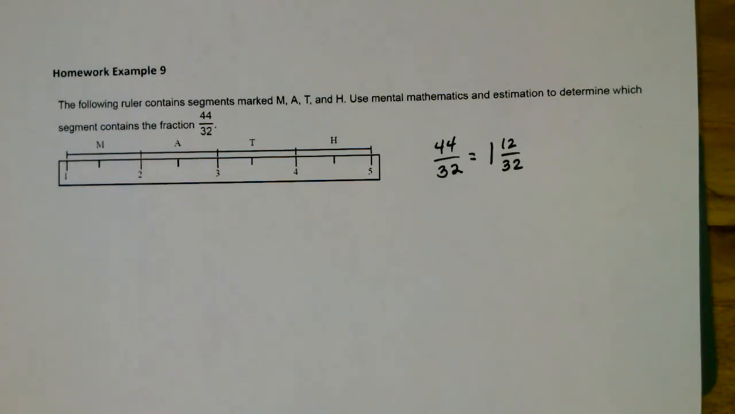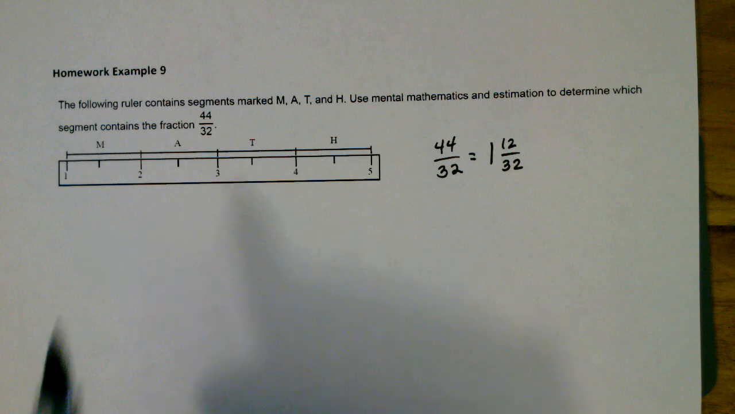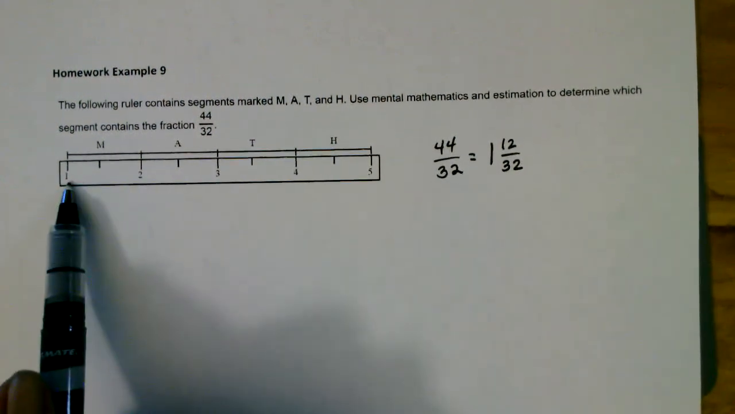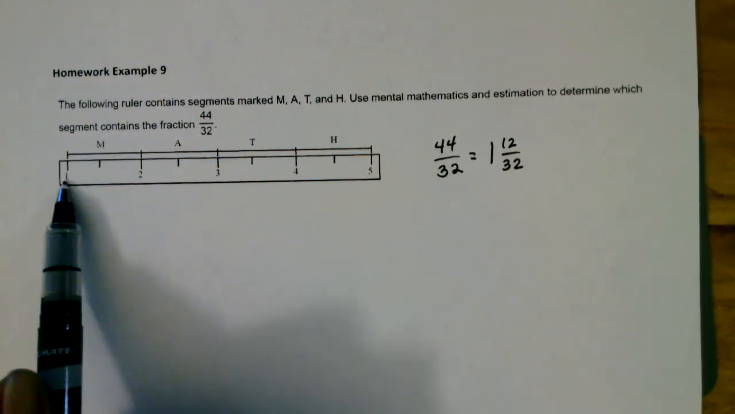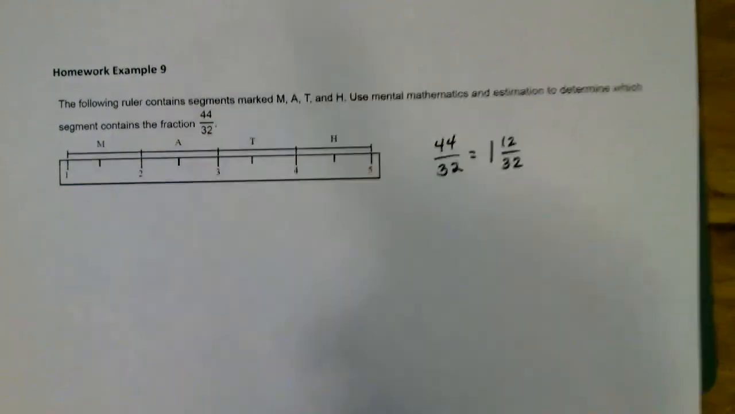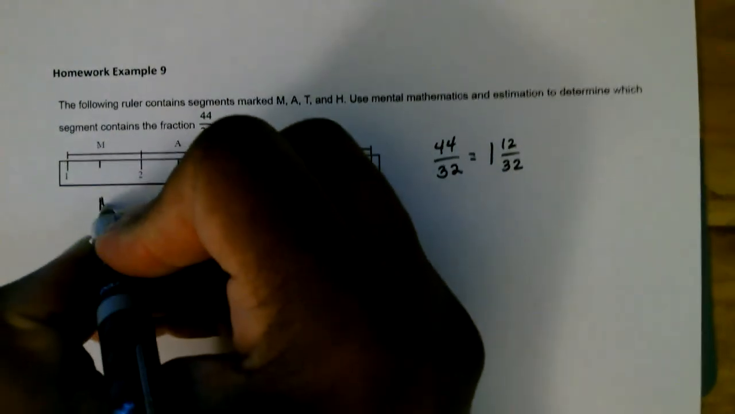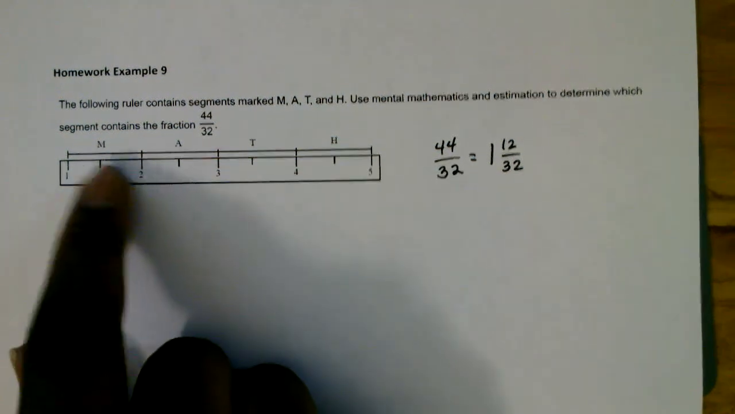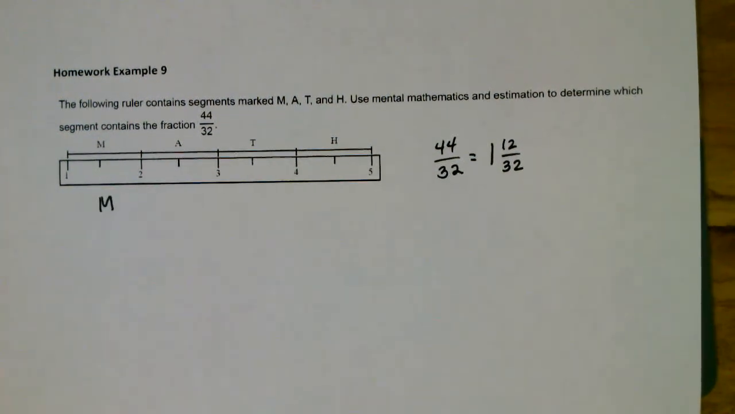And by looking at this ruler, 44 over 32 will be in this area right here from 1 to 2, which is the letter M. So the segment that is labeled M will have the fraction 44 over 32.